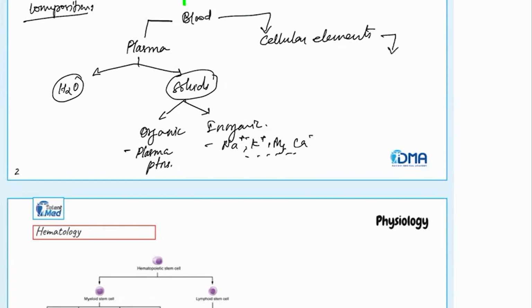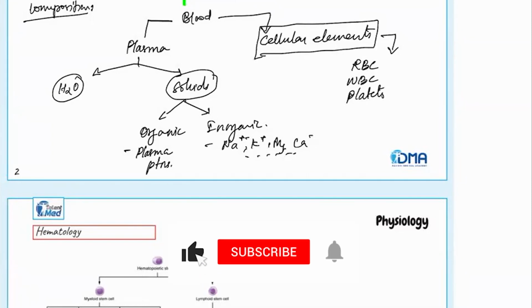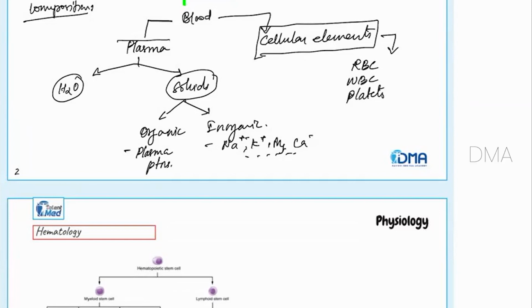Now coming to the cellular elements, which is the most important thing we are going to see in today's hematology class. This includes the red blood cells, white blood cells, and the platelets. Okay, so this is the cellular composition of the blood. So basically the blood is classified into plasma and the cellular elements.